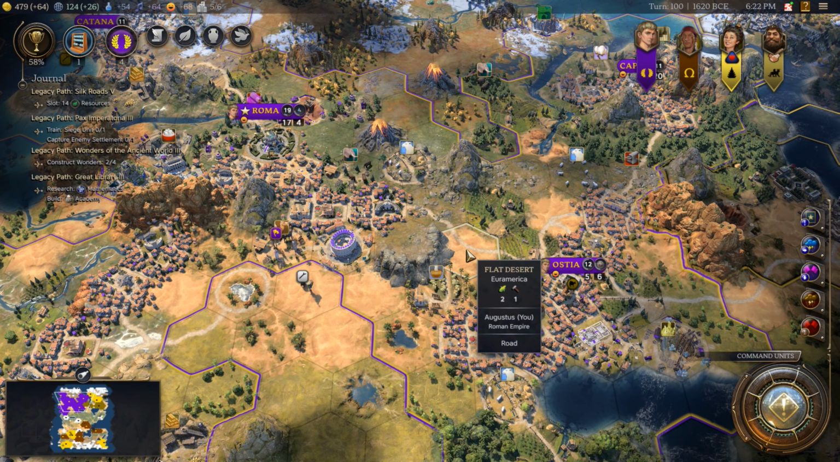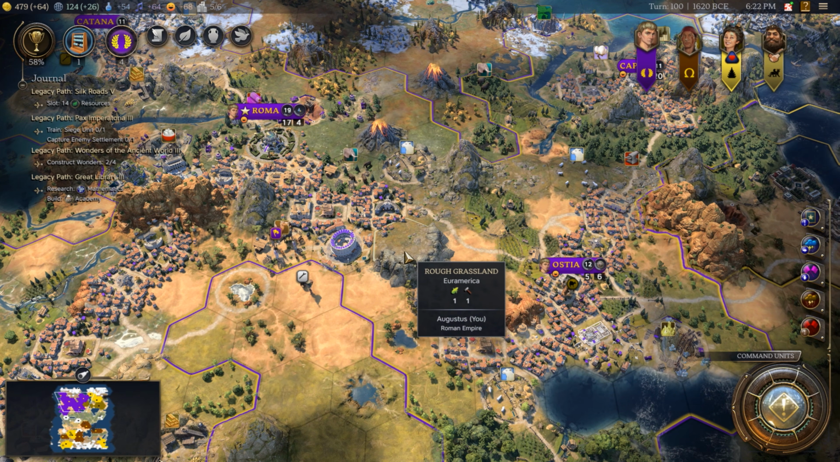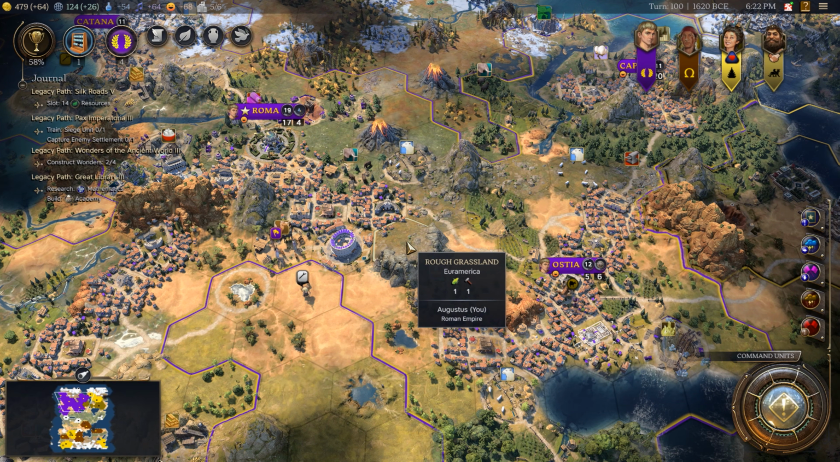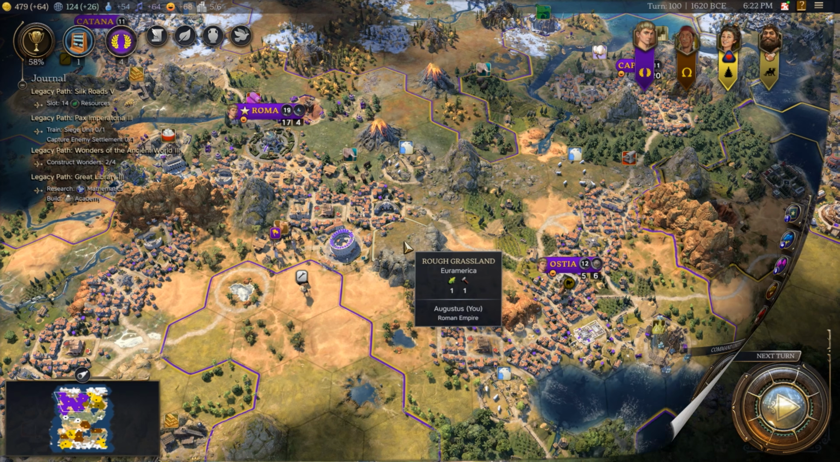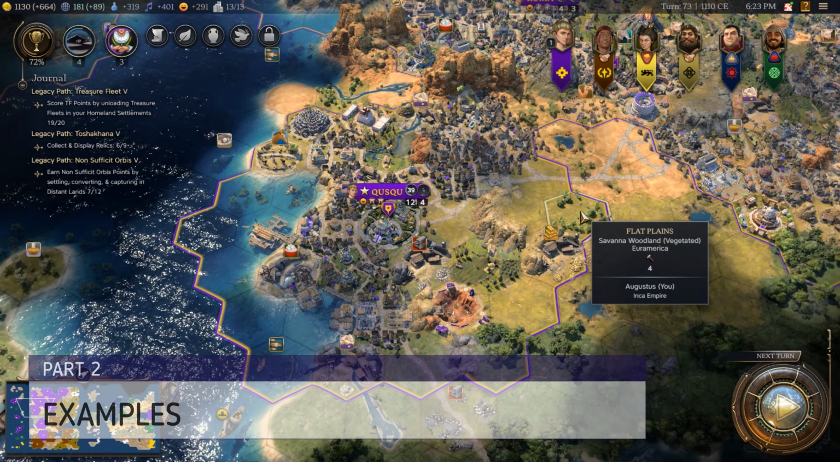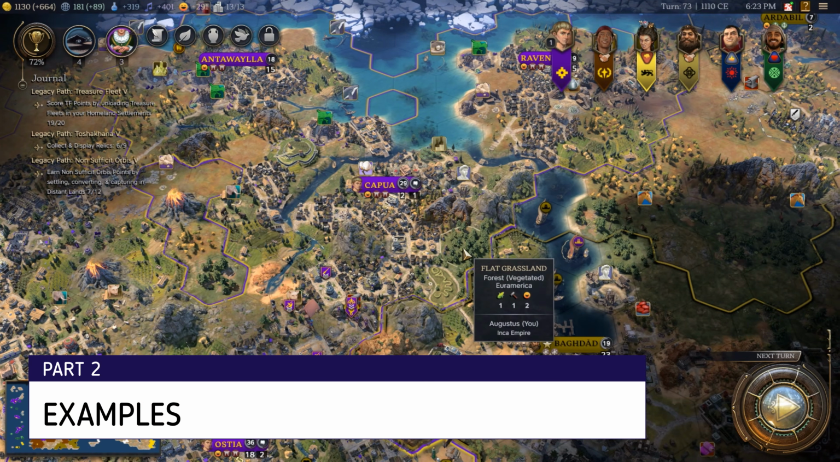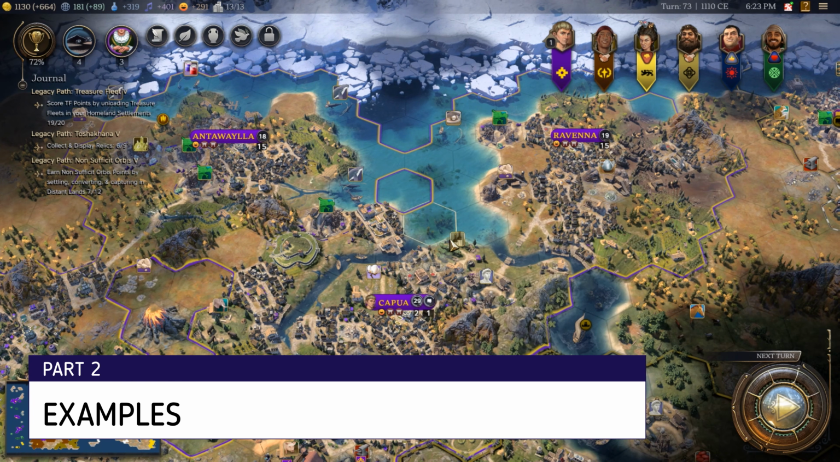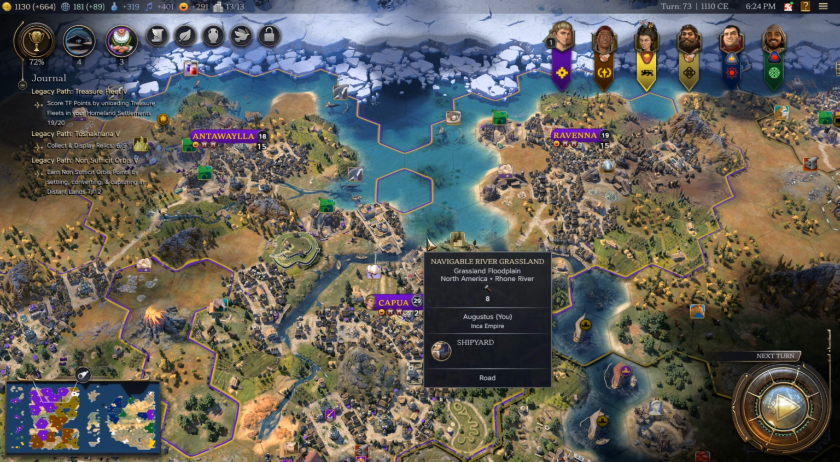And so now that we have covered how the district mechanics work in Civilization 7, let's go to part 2 and look at some examples, and I'll load a save at a later stage in this game. Okay, so we are now here in the exploration age, and I'd like to show you 2 or 3 examples, and actually we'll probably do one together.